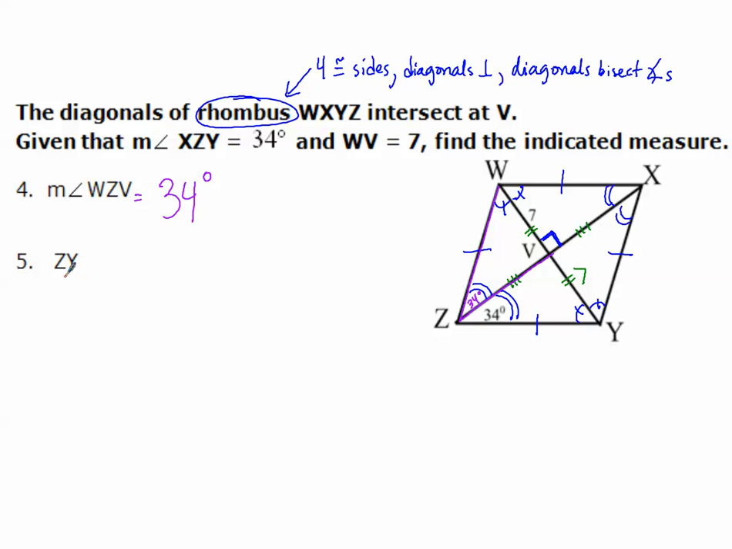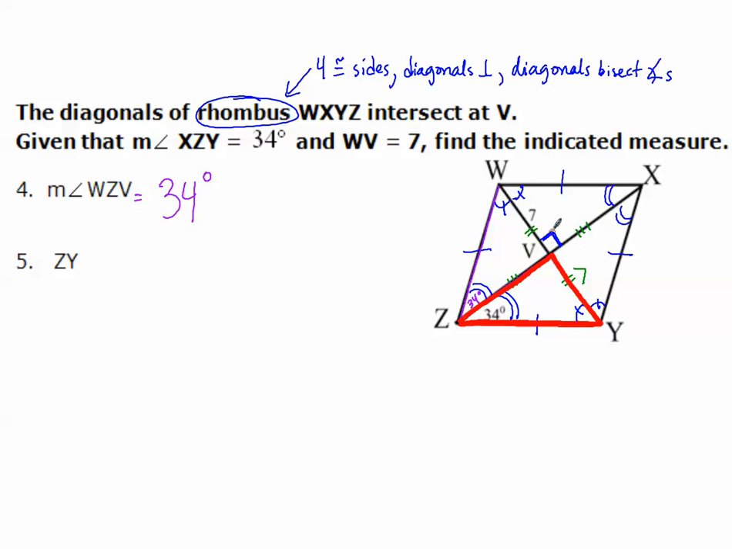Let's see how we're going to figure out ZY. Where is ZY? ZY is this guy right here. Well, I know he's supposed to be congruent to the other sides, but I don't know how much the other sides are. Let's look around and maybe try to take on a shape that we know, such as this figure right here is a triangle.